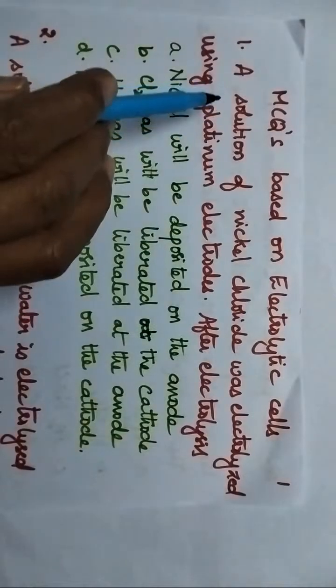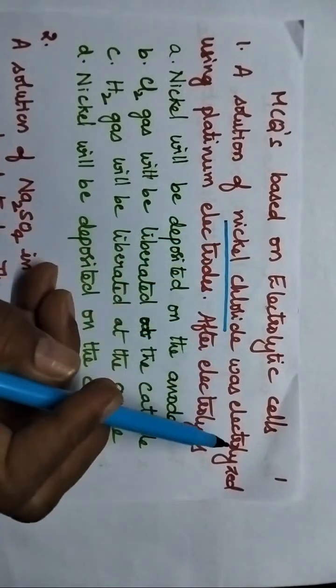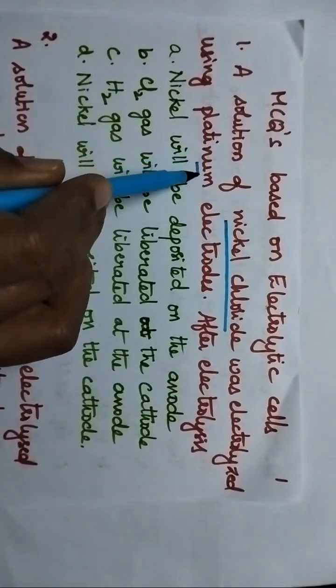Now listen to me. A solution of nickel chloride was electrolyzed using platinum electrodes. After electrolysis, I will read the given options. Option A, nickel will be deposited on the anode. Option B, chlorine gas will be liberated at the cathode. Option C, H2 gas will be liberated at the anode. Option D, nickel will be deposited on the cathode. What is your answer?